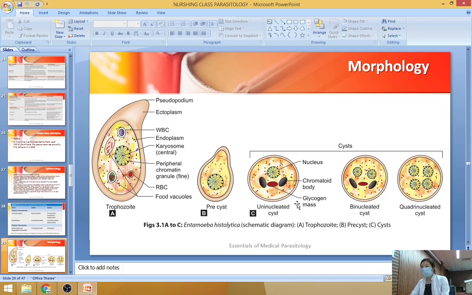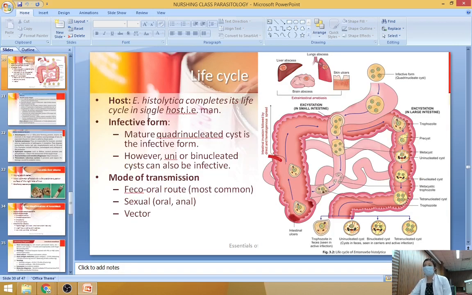This is important. Next, the life cycle. See, host. Entamoeba histolytica completes its life cycle in a single host, that is man. So what do we call one which completes its life cycle in a single host?